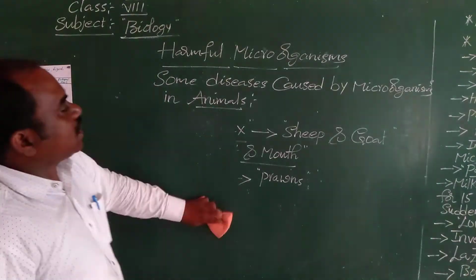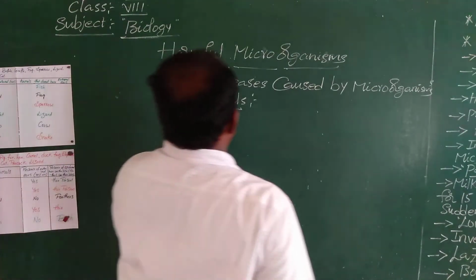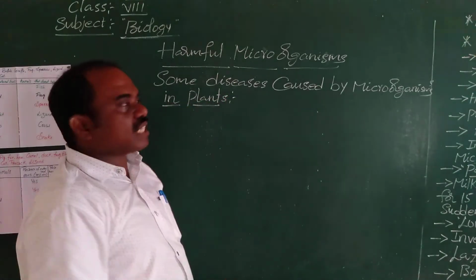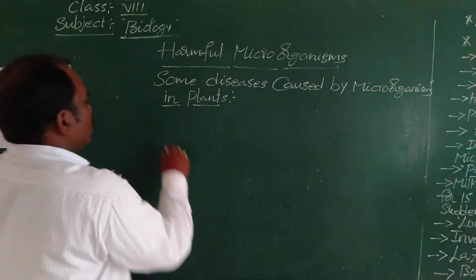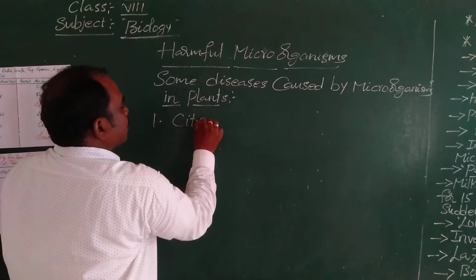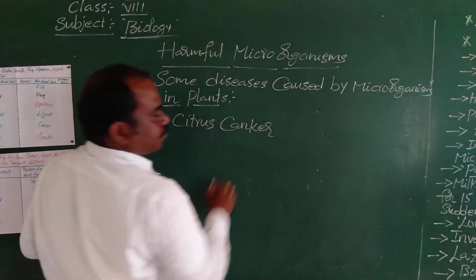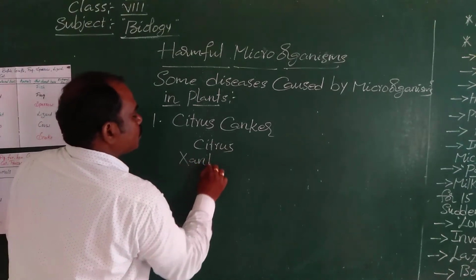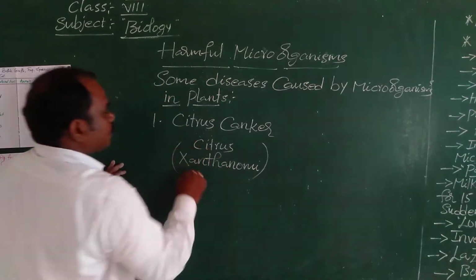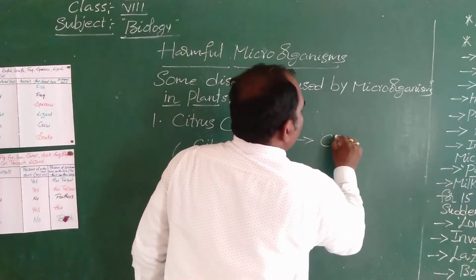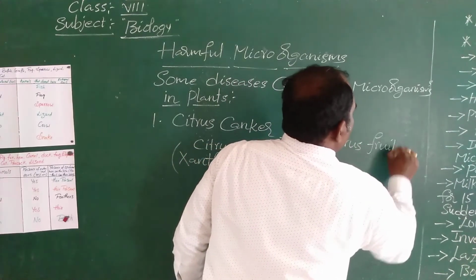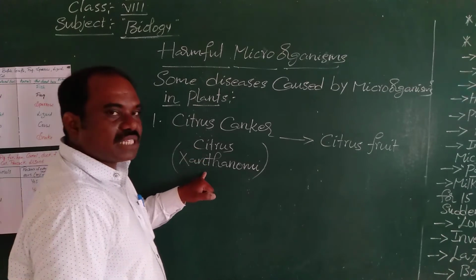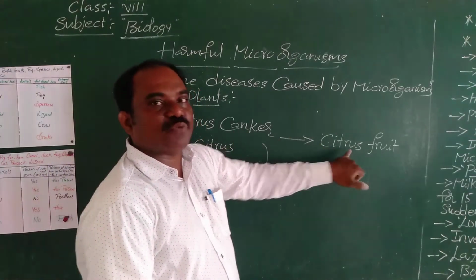Next, some diseases caused by microorganisms in plants. First one is citrus canker. This is a bacterial infectious disease, caused by Xanthomonas. This disease affects citrus fruit plants.